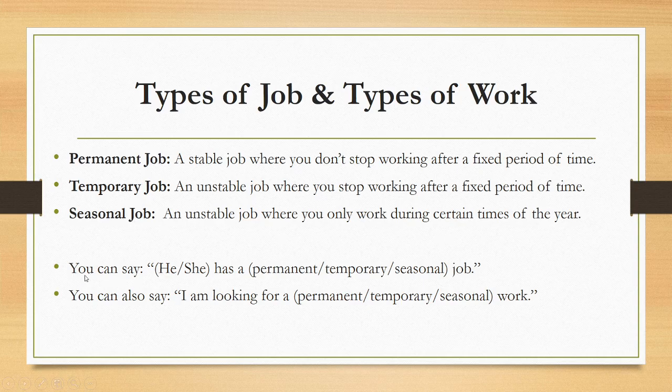You can say he or she has a permanent job. He or she has a temporary job. He or she has a seasonal job. You can also say, I am looking for a permanent job. I'm looking for permanent work. I'm looking for temporary work. I'm looking for seasonal work.